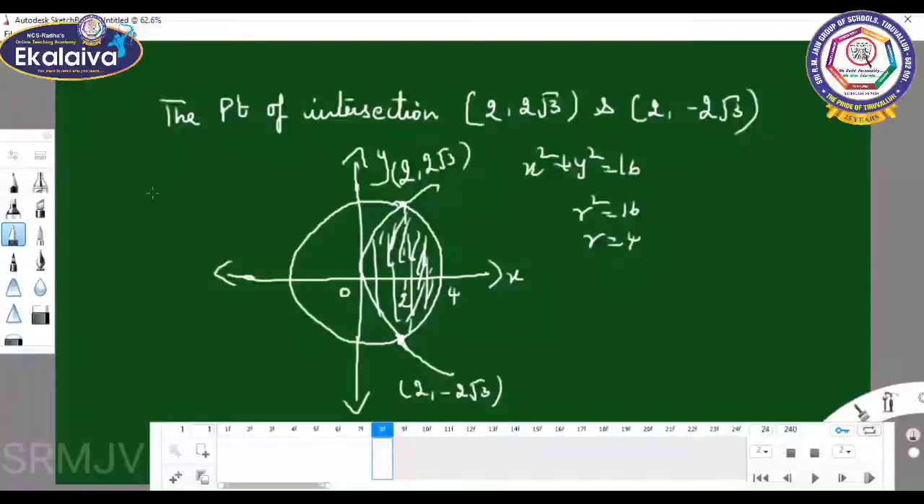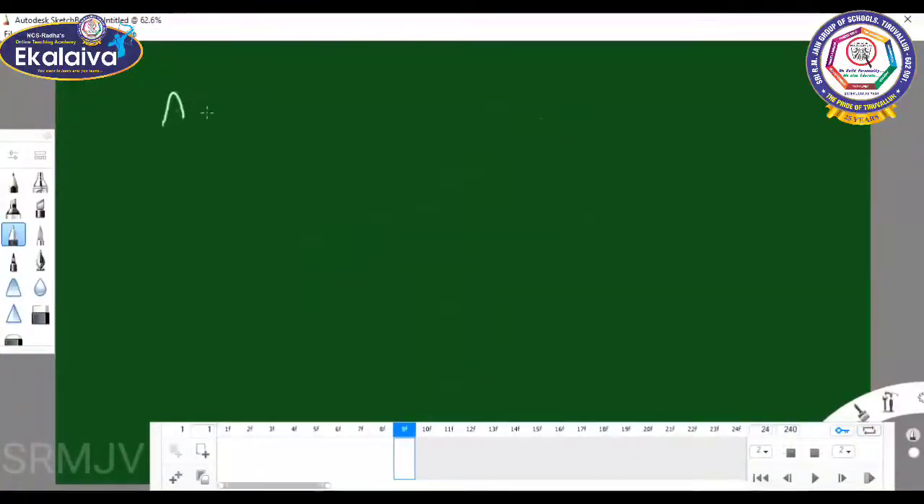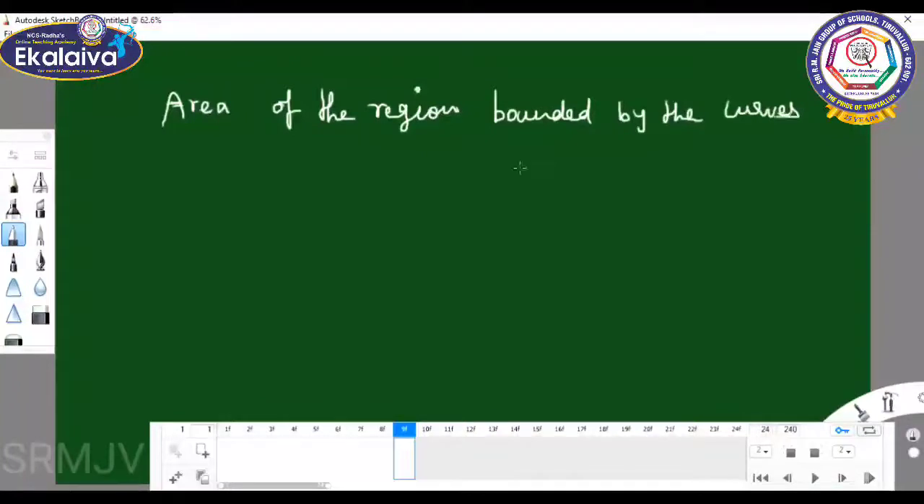So the area of the region bounded by the curves equal to twice the area that lies in the first quadrant. What is the area that lies in the first quadrant?